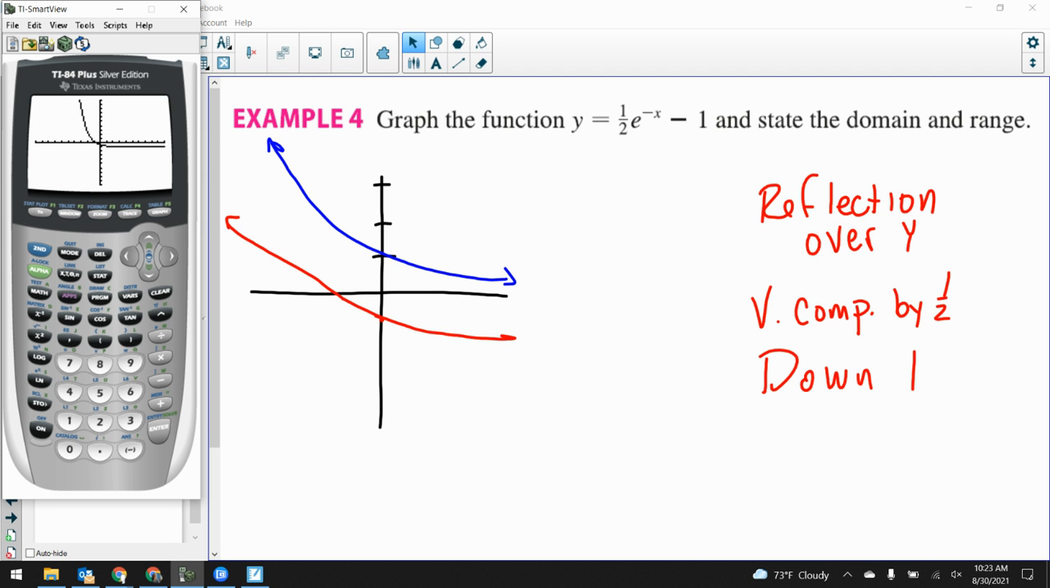I'm going to zoom 6, and hopefully it looks something like our red. There it is. Mine's a little bit more shallow. My sketch was a little bit more shallow. But we get generally in the right direction here.